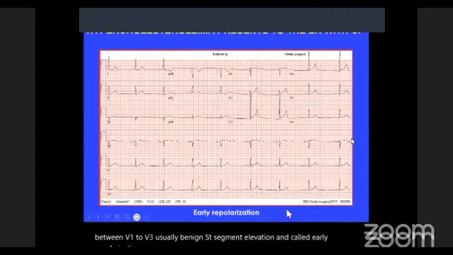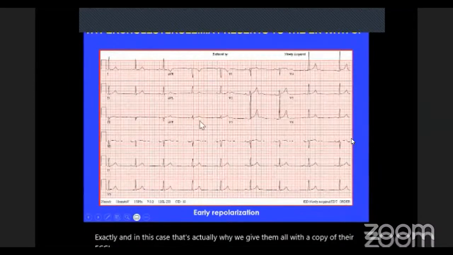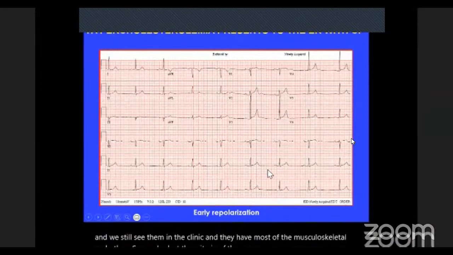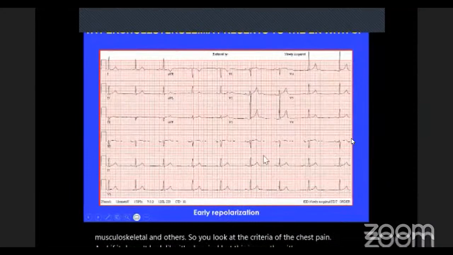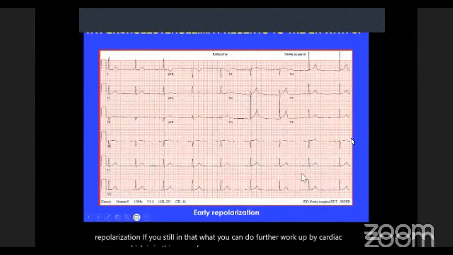So Dr. Bender, what if they persistently have chest pain? Then they're going to complain. Exactly, we do something for them. That's actually why we give them a copy of their ECGs, because in young females, the chest pain most of the time is non-cardiac, and we still see them in the clinic, and they have mostly musculoskeletal and other causes. So you look at the criteria of the chest pain, and if it doesn't look ischemic with this ECG, then it's early repolarization. If you're still in doubt, you can do further workup with cardiac enzymes, which in this case will of course come back negative. So the characteristic of the chest pain is important. They will usually not have typical pain, and we see this morphology.